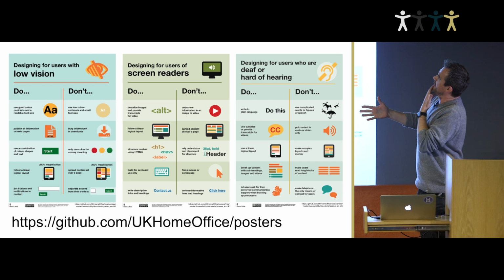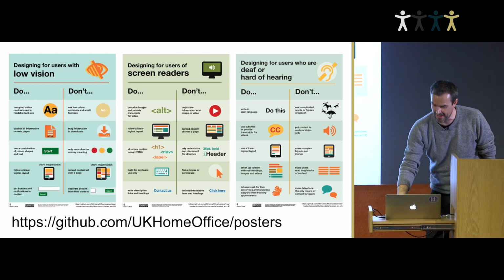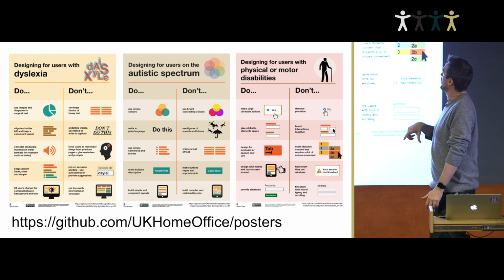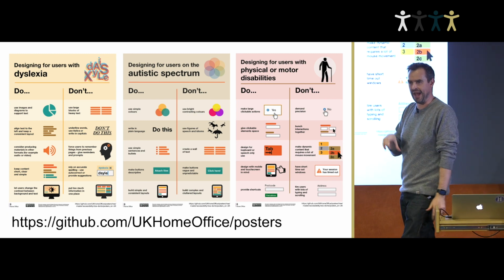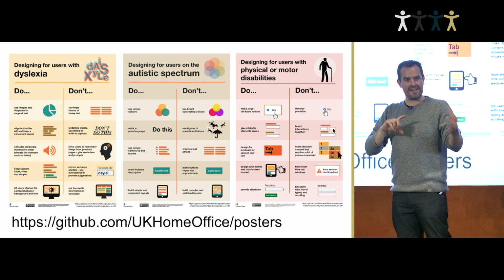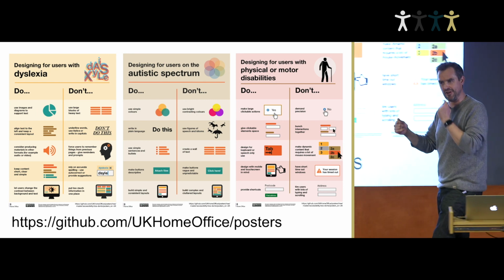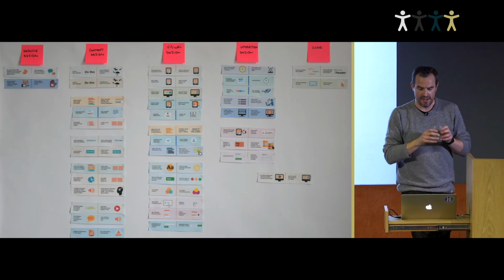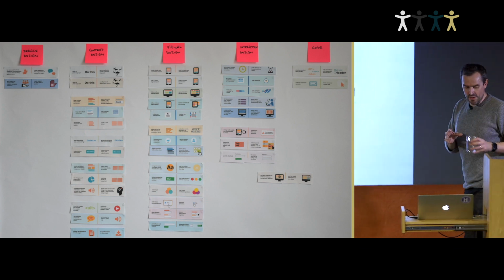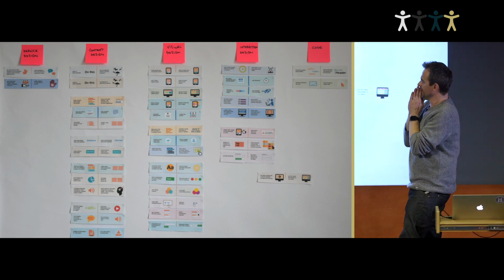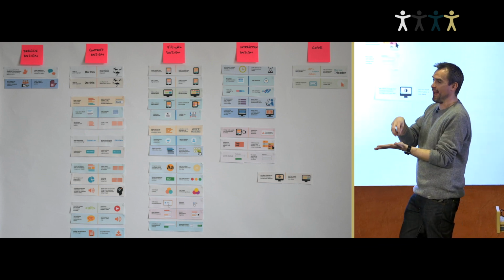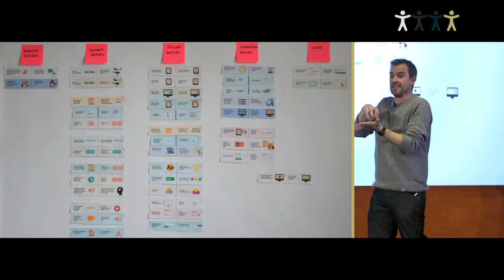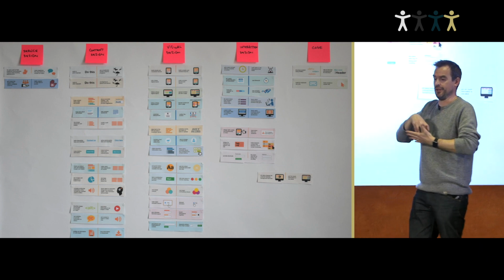There's one for low vision, one for screen readers, one for deaf and hard of hearing. There's another for dyslexia, for the autistic spectrum, and for physical or motor disabilities. There's also one for anxiety, and one for aphasia, and a few others might have been created by some other people as well. One of the things that is brilliant about the posters is that it gets people to think about different impairments and to see things that you should be doing to avoid them.